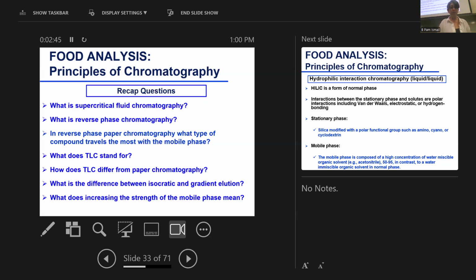Okay. So in reverse phase, what would be the compound that travels the most? Most polar or most non-polar? Most polar, because you start with water or a polar solvent, then the most polar will keep moving faster with your mobile phase. Very good. What does TLC stand for?